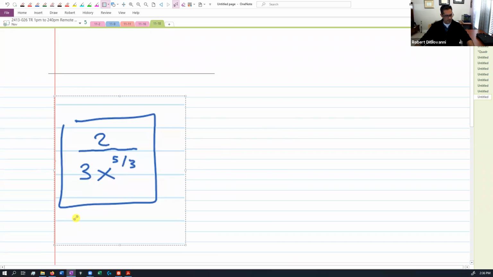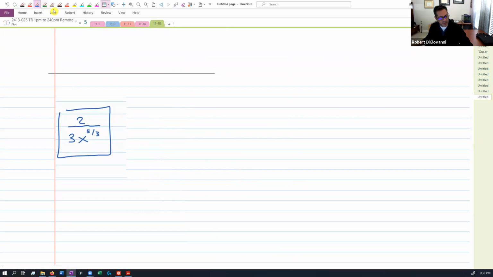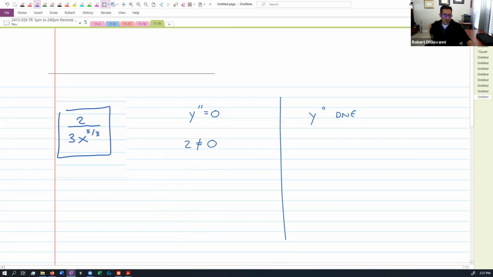Whoa, that was really big. I want to know when the second derivative is 0 and where the second derivative doesn't exist. All right, where's the second derivative 0? Well, you take the numerator and set it equal to 0, right? That's never happening, right? 2 is never 0. So you have no solutions there.